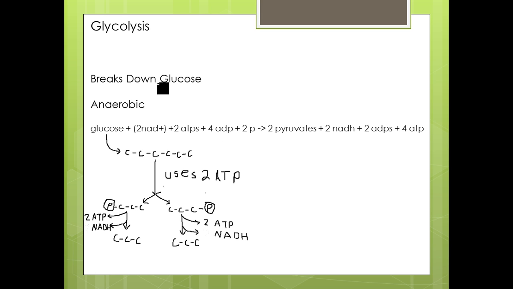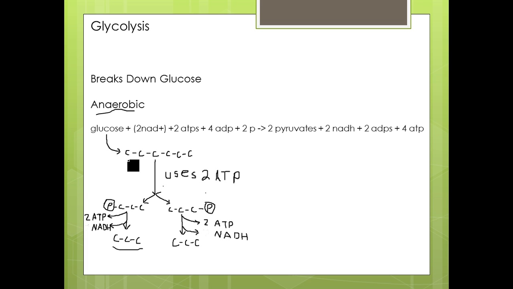Glycolysis basically breaks down glucose into this 3-carbon pyruvate molecule down here. And it is anaerobic, which means it does not require any oxygen. It takes glucose, 2 NAD+, 2 ATPs, 4 ADP, and 2 phosphate groups, and it creates 2 pyruvates, 2 NADHs, 2 ADPs, and 4 ATPs.